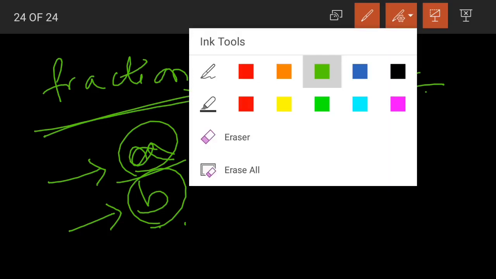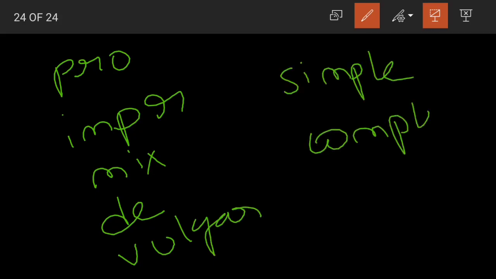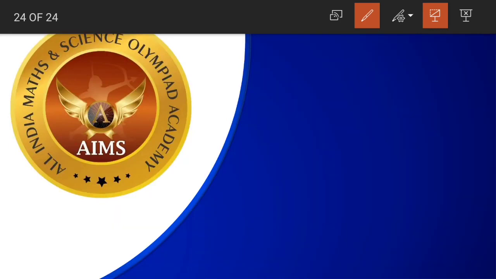Further, we have learnt about the types of fractions. The first type was proper fractions. Then we learnt improper fractions, mixed numbers, decimal fractions, vulgar fractions, simple fractions, and complex fractions. All these were the types of fractions we have learned today. I hope today's class was clear for you.